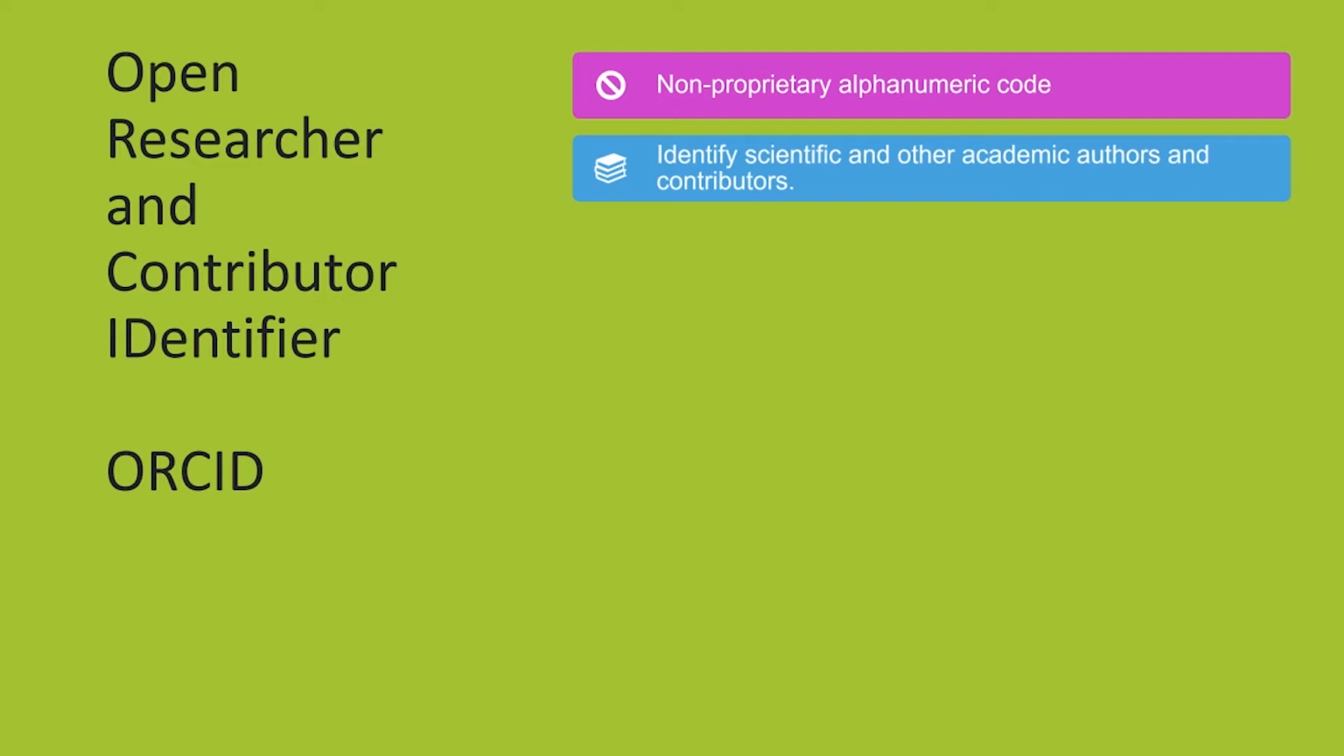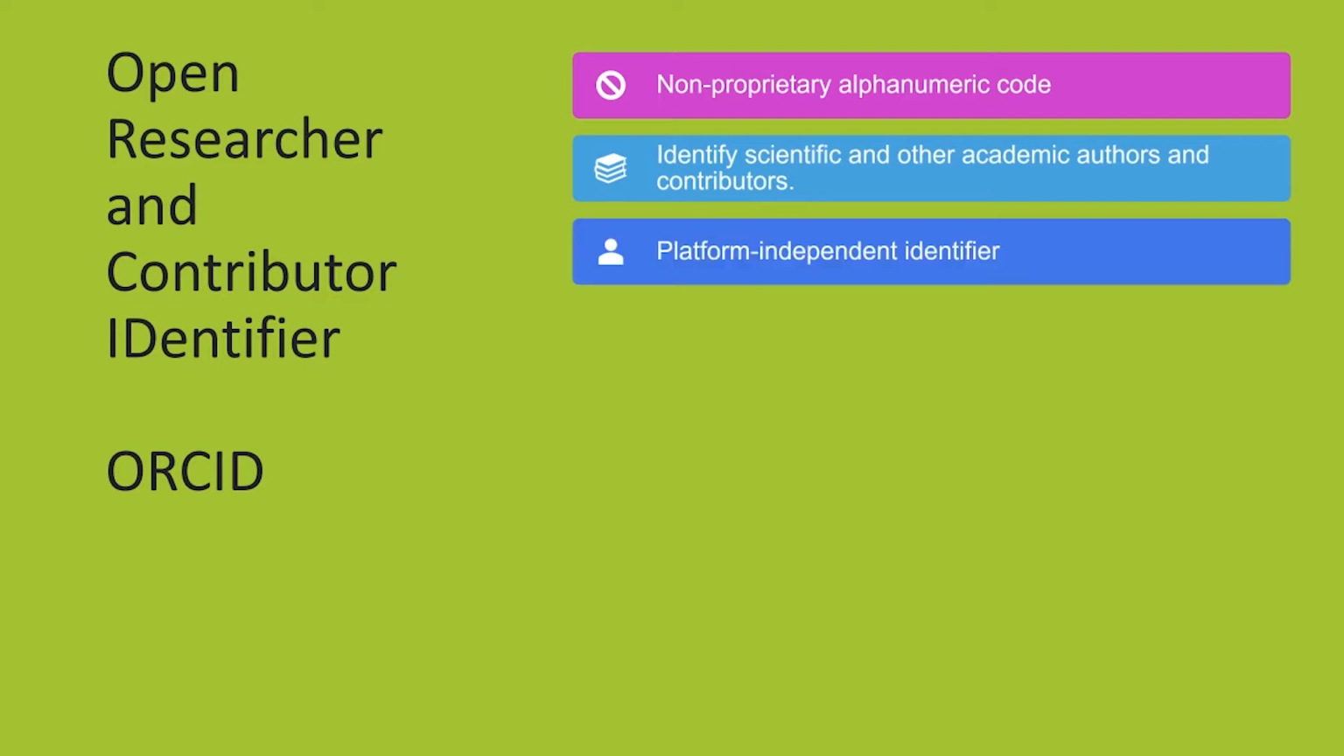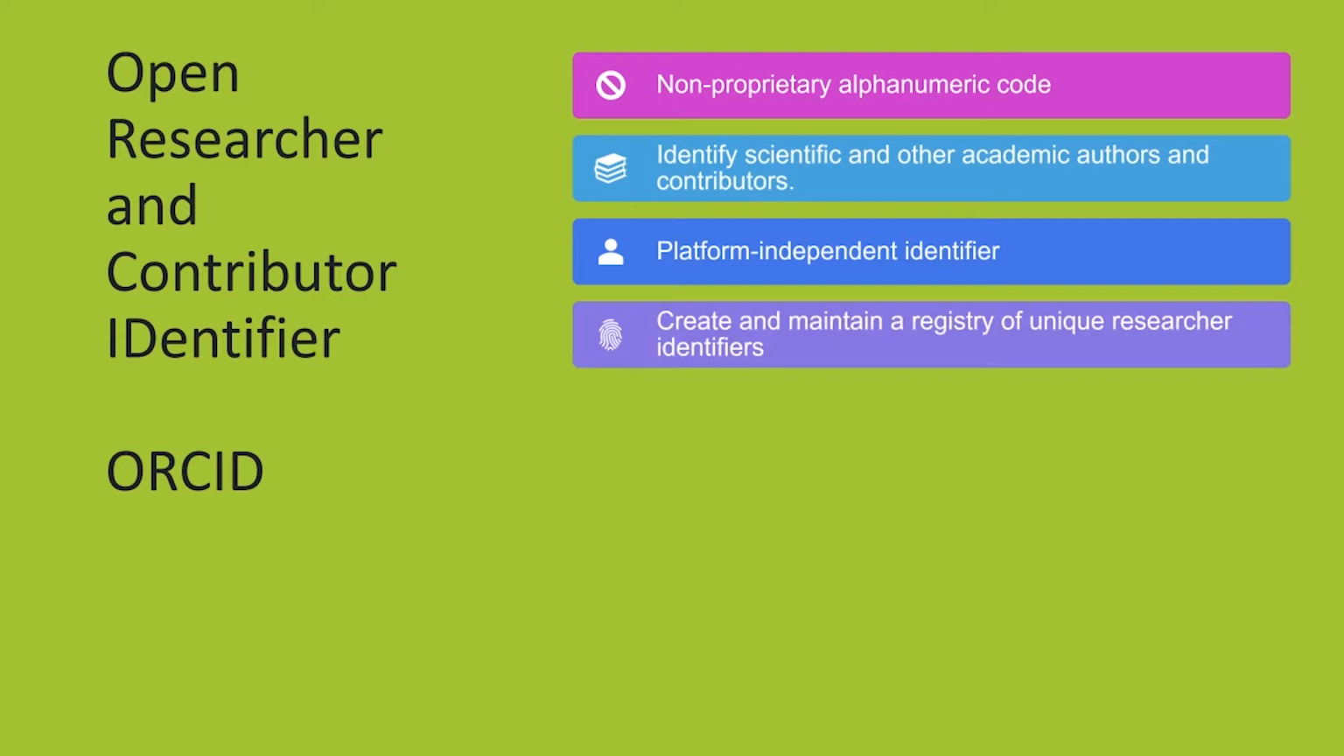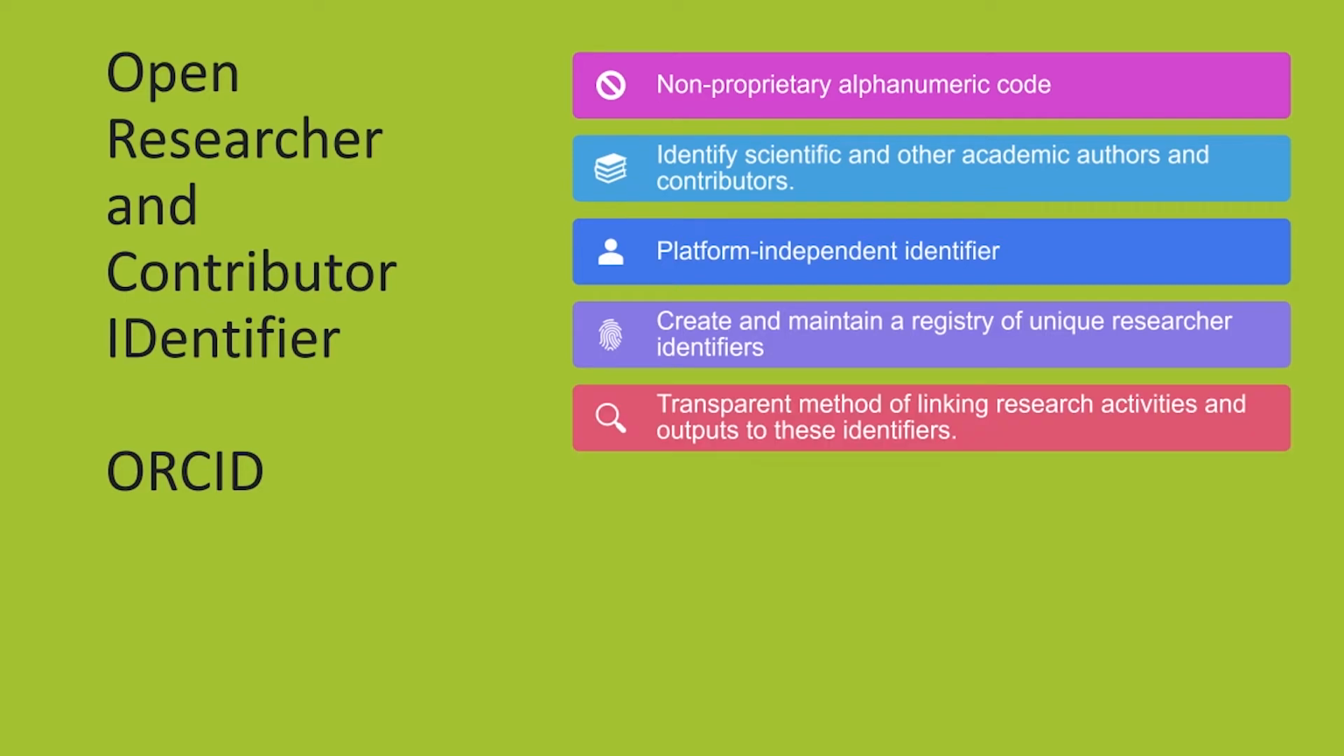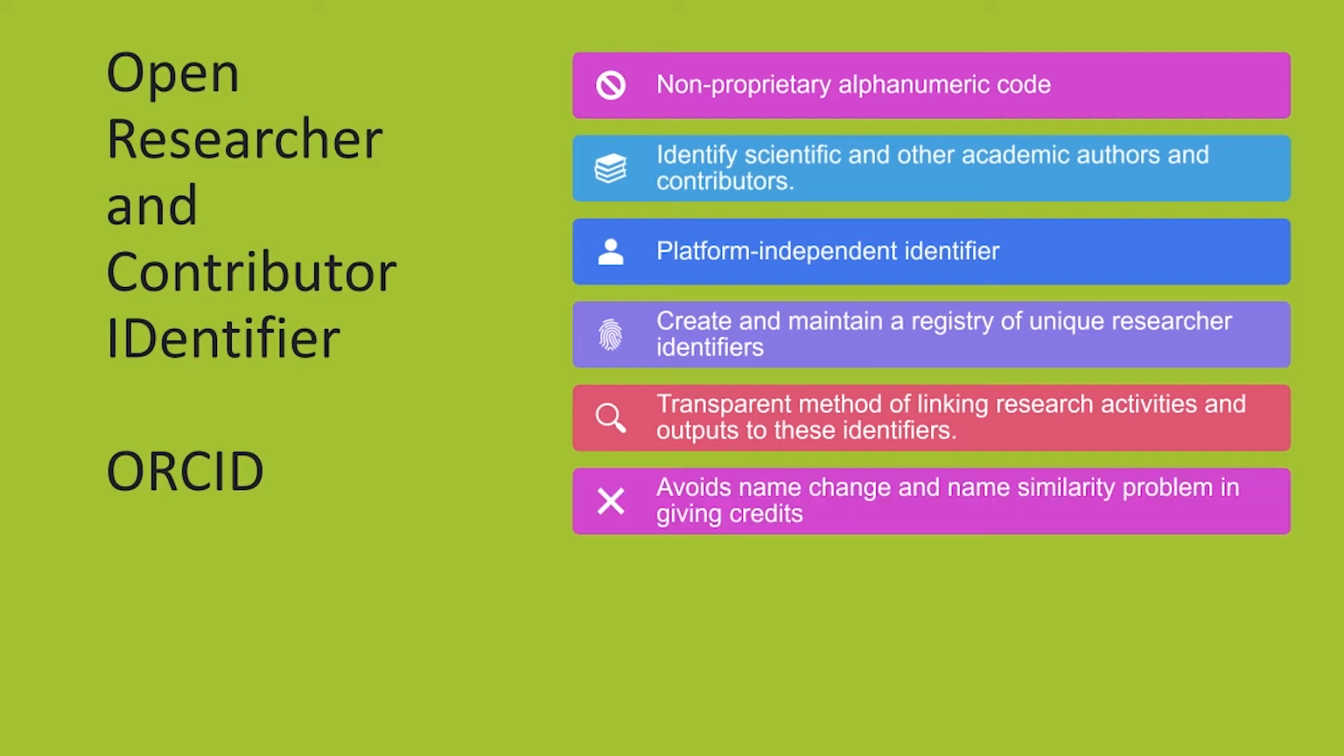ORCID identifies scientific and other academic authors and contributors. It is a platform independent identifier. It creates and maintains a registry of unique researcher identifiers. It offers a transparent method of linking research activities and output to these identifiers. It avoids name change and name similarity problems in giving credits, and this is a unique advantage of ORCID. Unique author and review credits are also possible with ORCID.